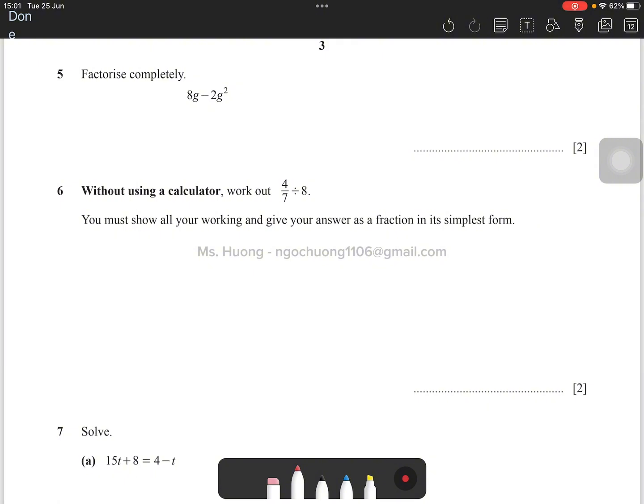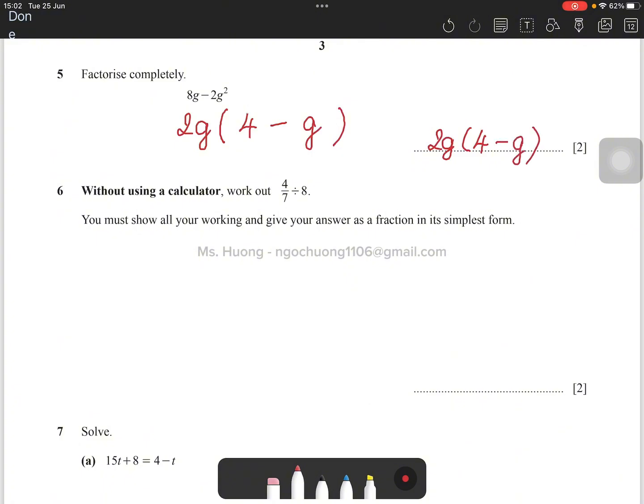Question 5. Factorize completely. 8g minus 2g squared. The common factor of 8 and 2 is 2. The common factor of g and g squared is g. So they are the highest common factor. And what is left in the brackets? 8g divided by 2g equals 4. Minus 2g squared divided by 2g is g. So this is the answer, 2g(4 minus g).